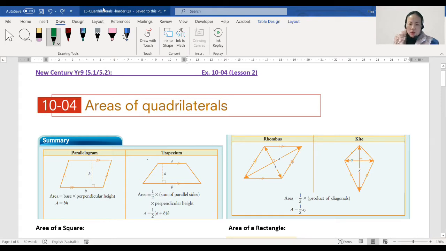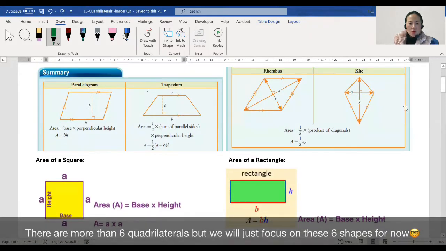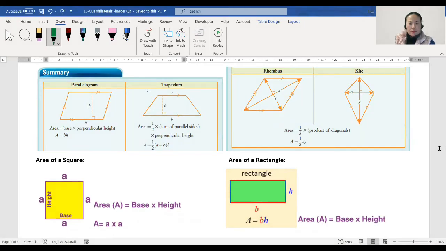These are all the quadrilaterals we've done so far, the formulas. So parallelogram, trapezium, rhombus, kite, and also there are two more, okay? So one is a square, one is a rectangle. So we got 6. Just remember, I think the only thing that you have to remember is there's two formulas you can use.